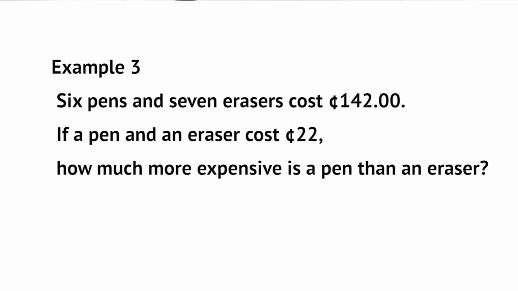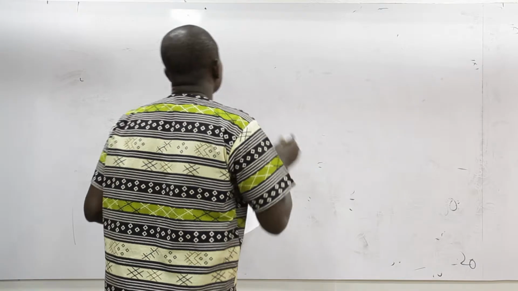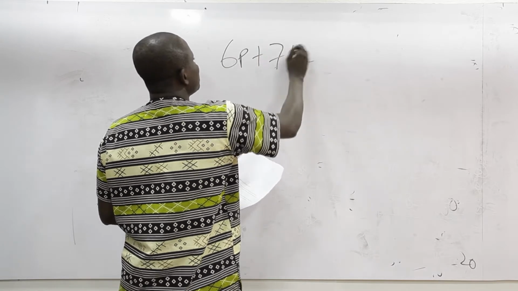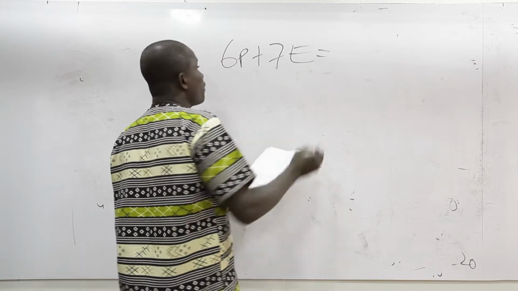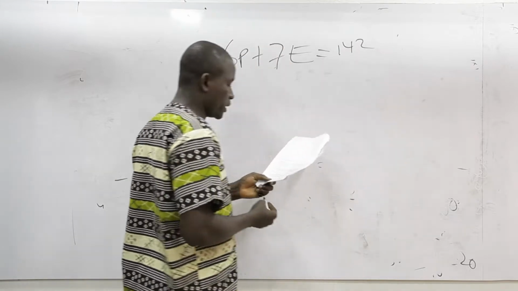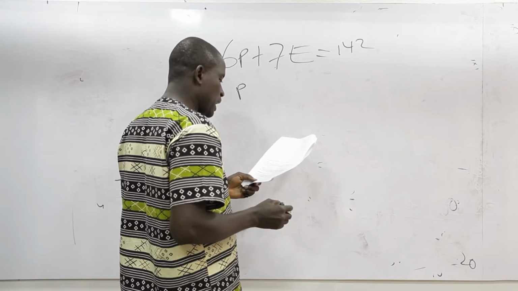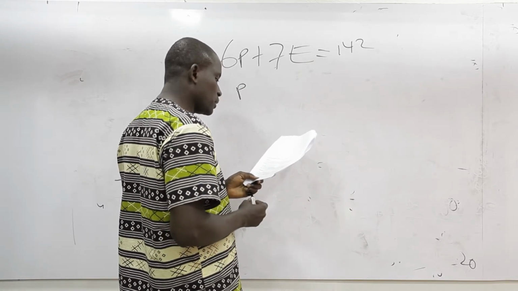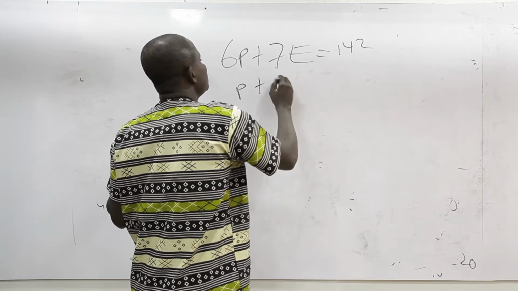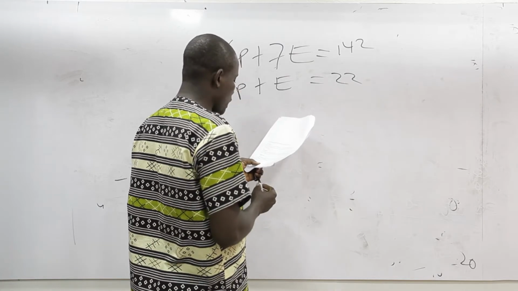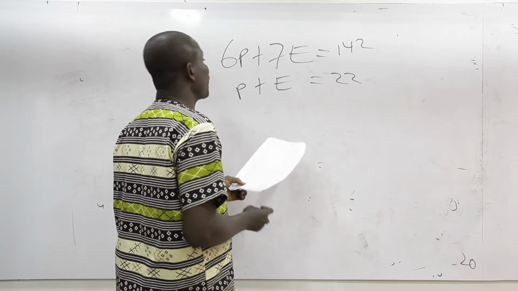Because there are certain other critical areas that we want to look at under this. 6 pens and 7 erasers. So if a pen is p, I can say 6p and 7 erasers, 7e, cost 142. I'm helping you small. If a pen and an eraser, that is p plus e, cost 22 cedis, how much more expensive is a pen than an eraser?